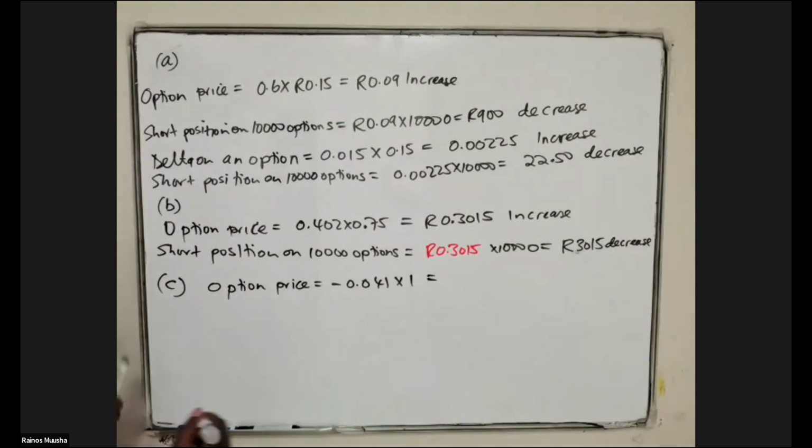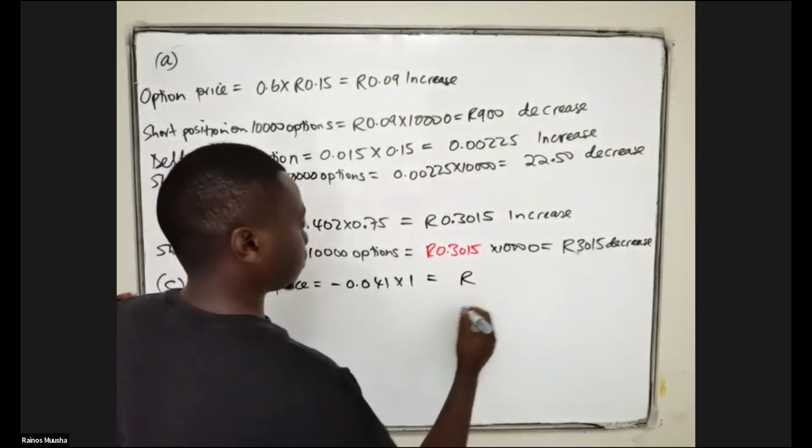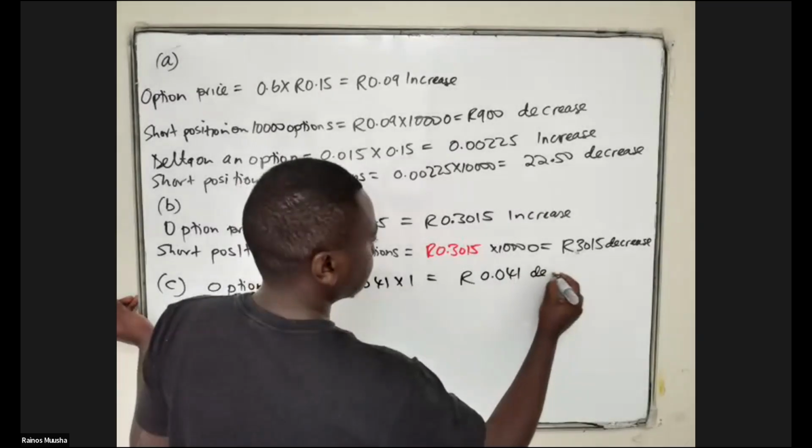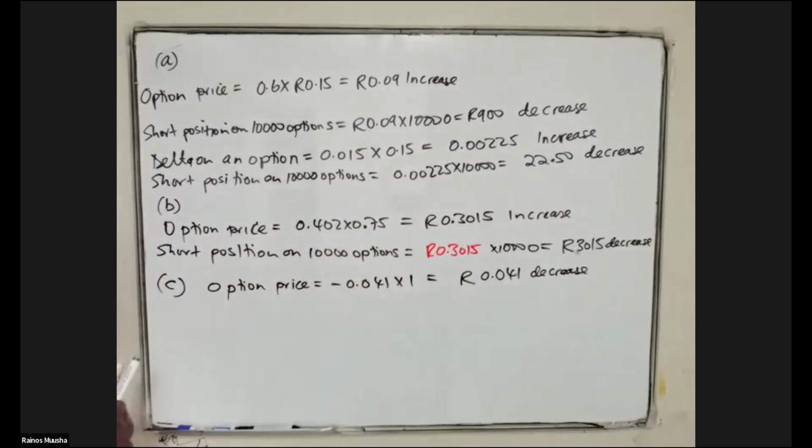So what happens to the option price? It's going to be 0.041, which is a decrease, isn't it? Because remember, we're saying the closer you move towards maturity, the lesser the value of the option as well. So the closer you move to maturity, the lesser the value of the option.